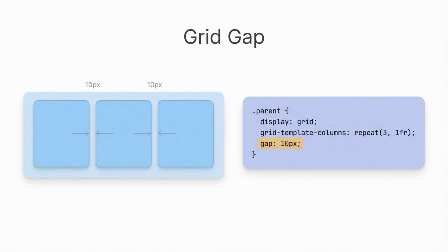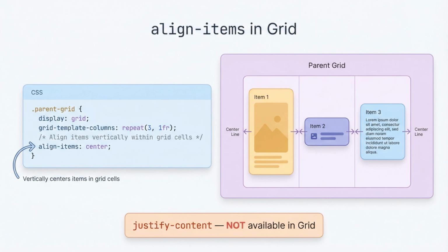Just like Flexbox, Grid supports the gap property. You can add spacing between grid cells simply by writing gap 10 pixels on the parent. This adds consistent spacing both between columns and between rows. The instructor confirms this works the same way as in Flexbox, familiar and easy to apply. Grid also supports align items, which controls vertical alignment within each cell, just like in Flexbox.